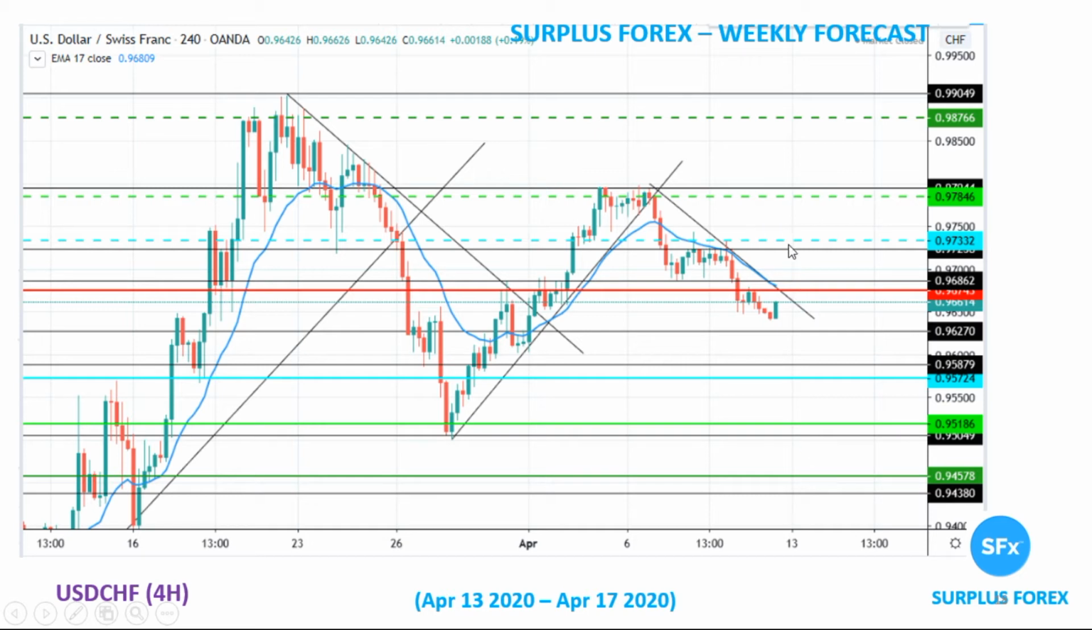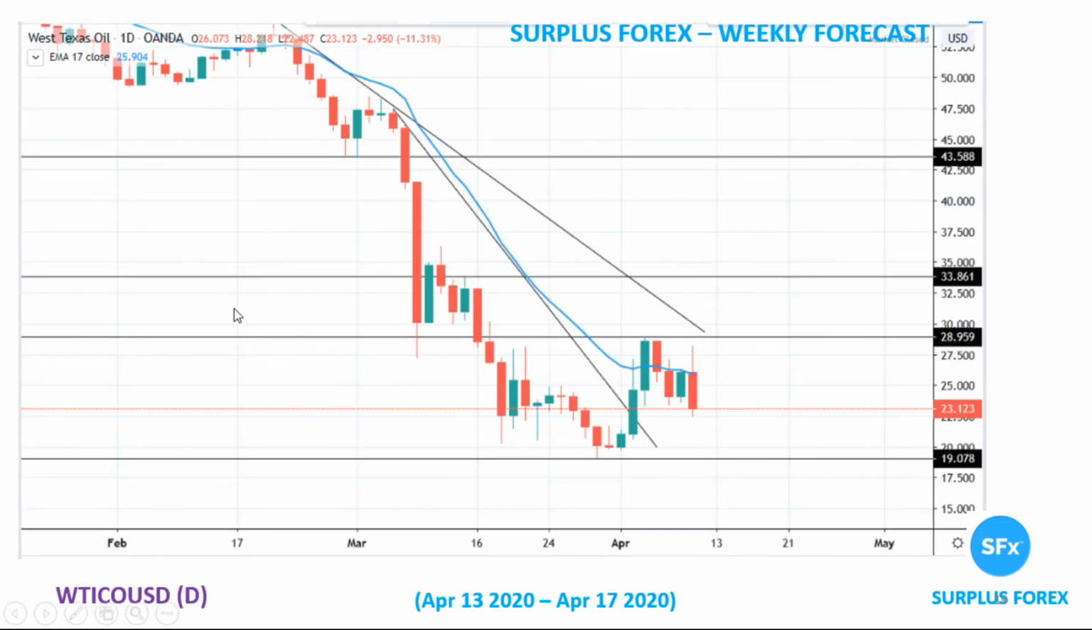But if USD rises above 97.25, then I'm making my entry at 97.33, keeping my first target at 97.84 and second target on the reverse side at 98.76. Let's move on to the next one, sweet oil.